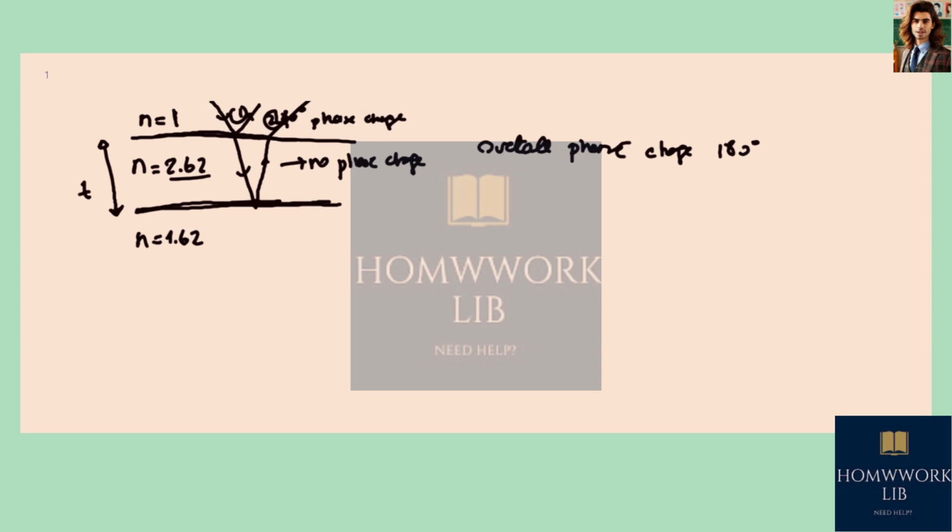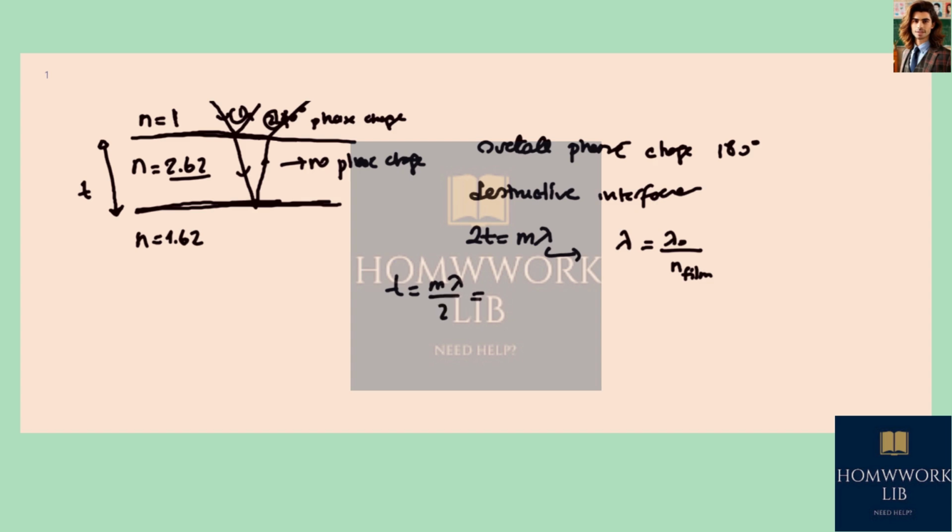So when that's the case, in order to have destructive interference, because we want to reduce the glare, our condition is going to be 2t equals m times lambda, being lambda in that particular medium. So lambda for our case is going to be the initial lambda divided by the index of refraction of the film. Now we're trying to find the thickness. So thickness is going to be m lambda over 2. Plug in for the lambda in air: m over 2 times lambda naught over n film. So then when we plug everything in here, m is going to stay.